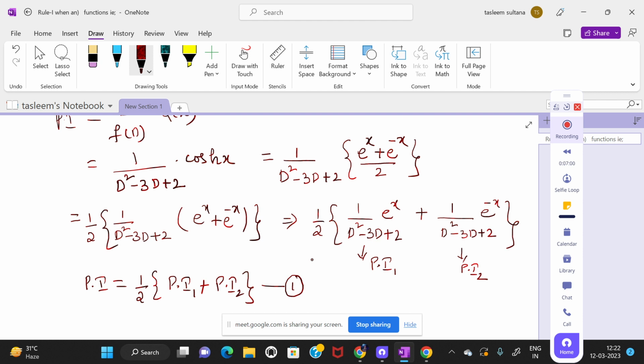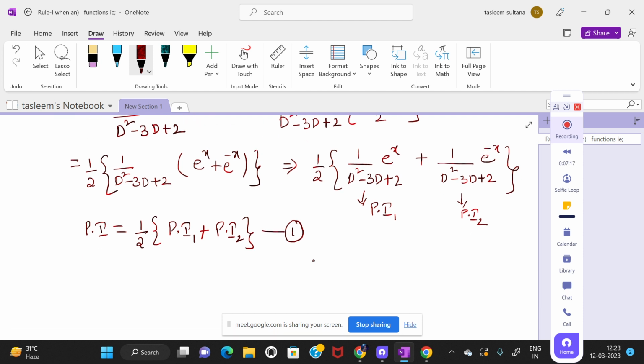because now I need two values. I need the value of PI1, and next I need the value of PI2. After getting these PI1 and PI2 values, I will combine them here. When I do the substitution over here, I will get my complete required PI. Now we'll move on to finding our PIs. First, to find PI1, which equals 1 divided by D square minus 3D plus 2 e to the power of x. What is the value of a here?